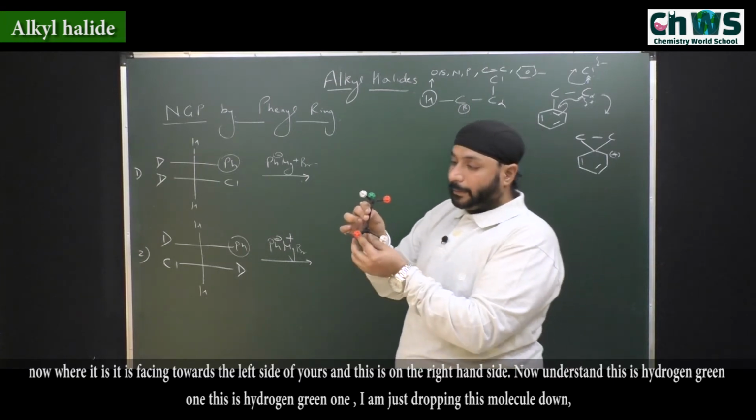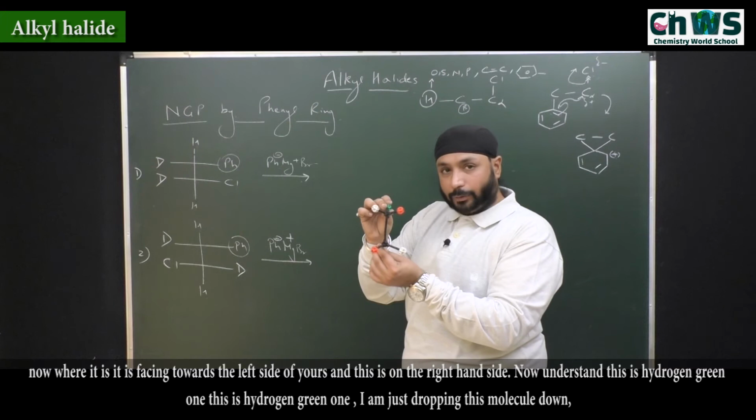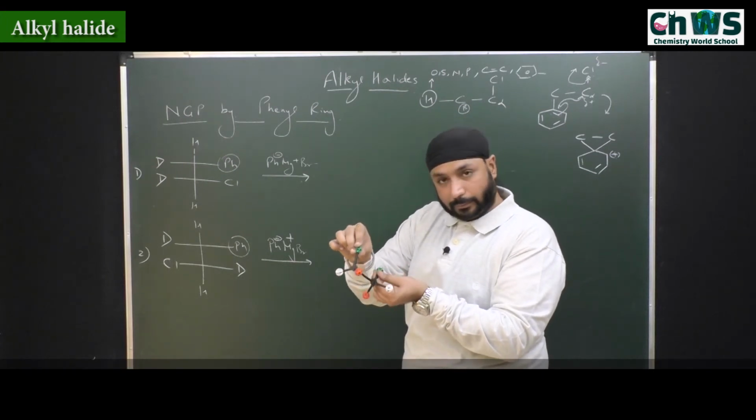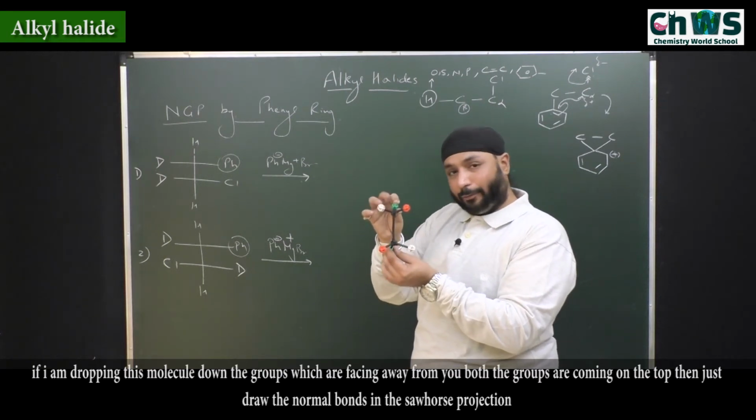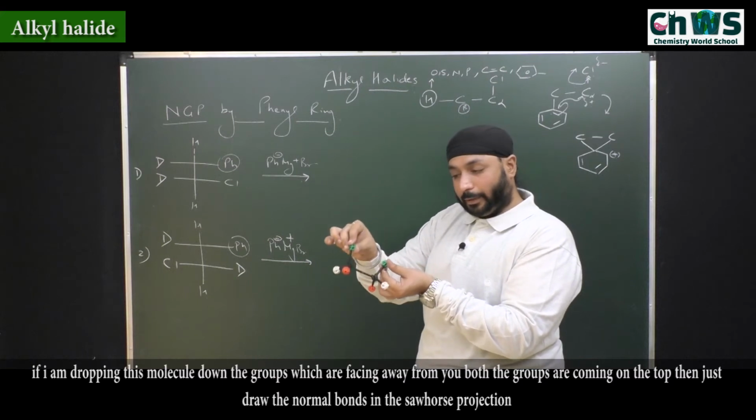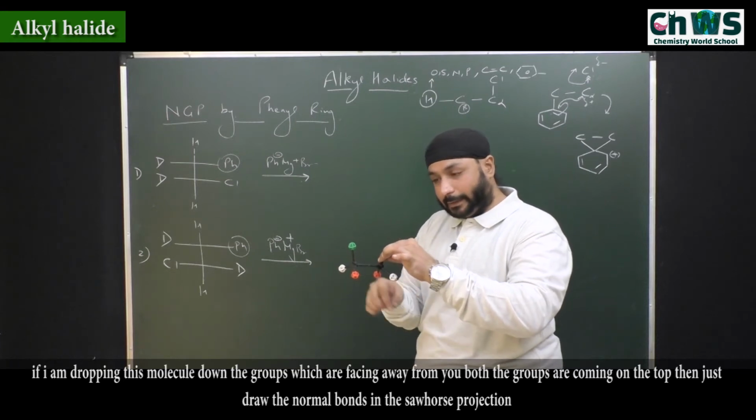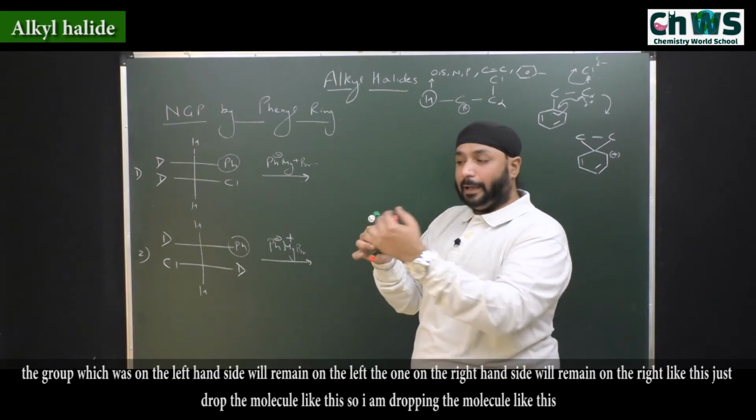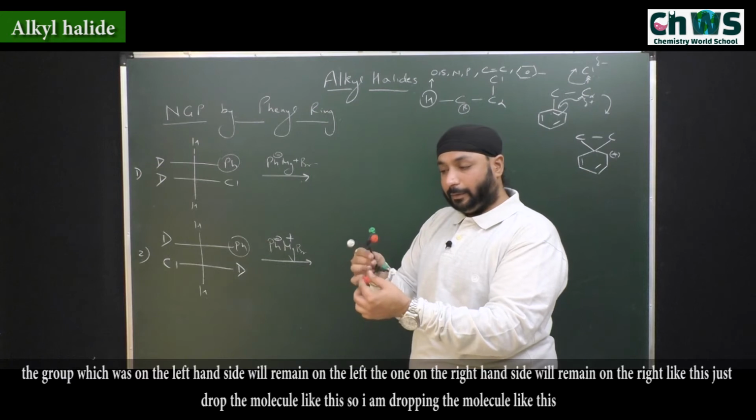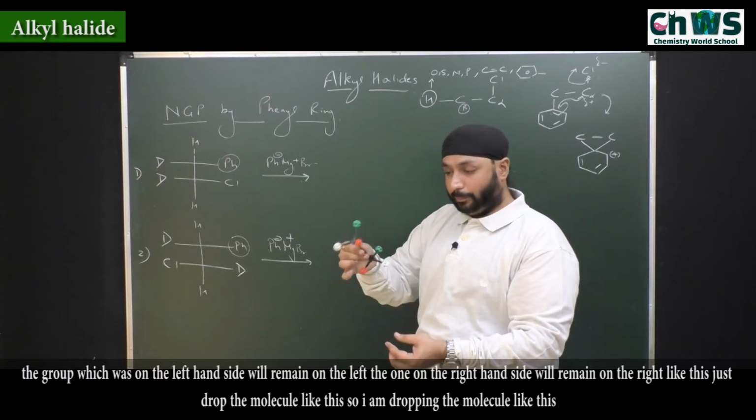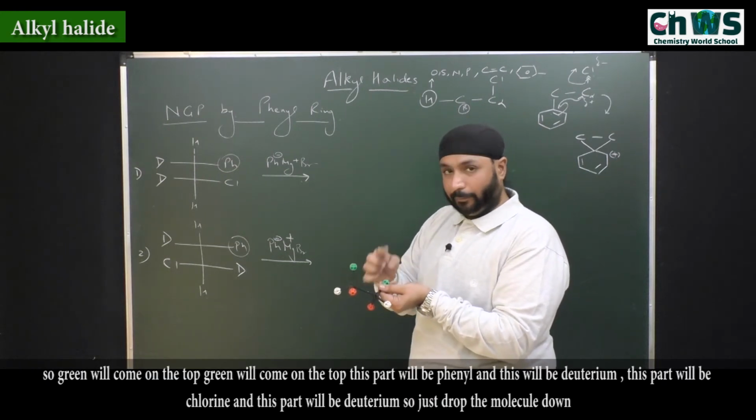Getting it? Now understand, this is hydrogen, green one, this is hydrogen, green one. I'm just dropping this molecule down. If I'm dropping this molecule down, the groups which are facing away from you, both groups are coming on the top. Then just draw the normal bonds in a sawhorse projection. The group which was on the left hand side will remain on the left, on the right hand side remain on the right, like this. Just drop the molecule like this. So I'm dropping the molecule like this. So green will come on the top.